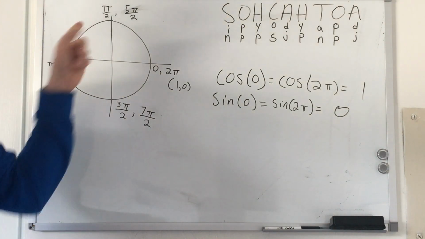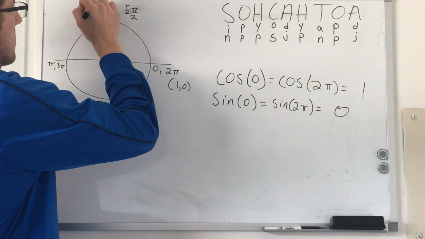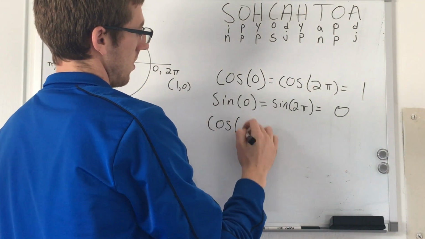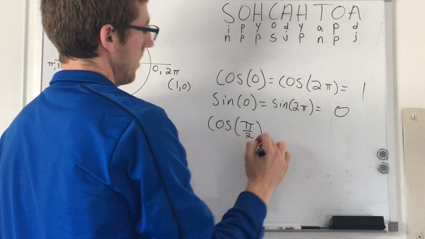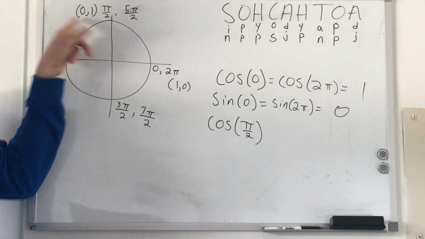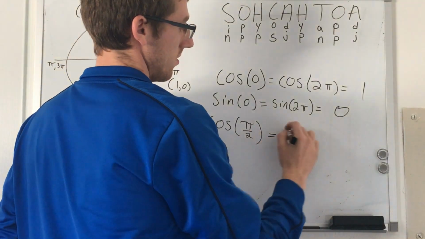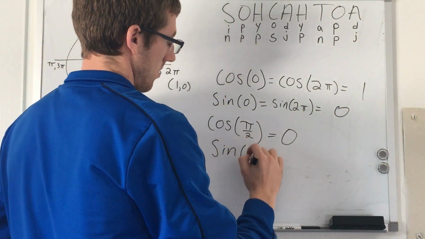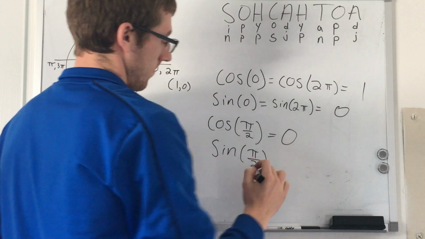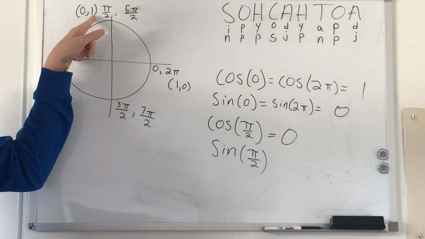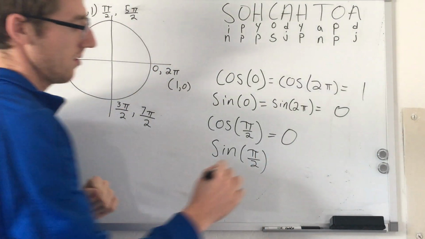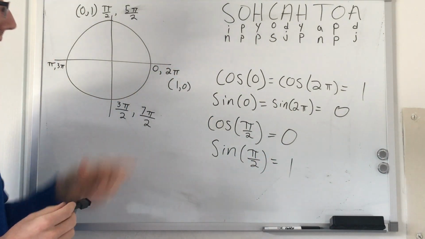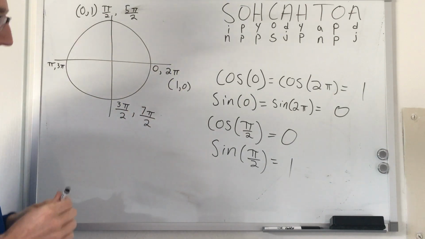Okay. You can do this one too if you wanted. So this is the point 0, 1. So this means that cosine of pi over 2 is the x value here. So it's just 0. Sine of pi over 2 is just the y value. So it's just equal to 1. Okay? And you can do this all the way around.